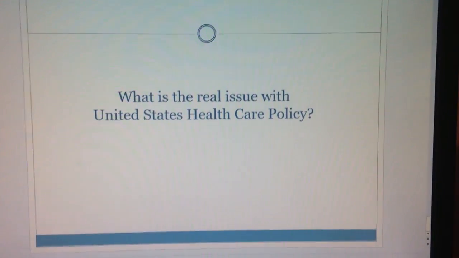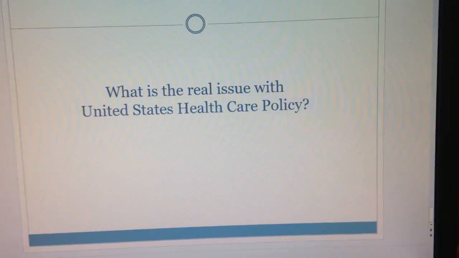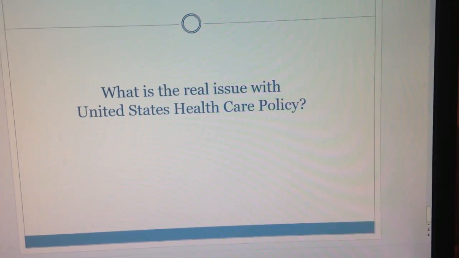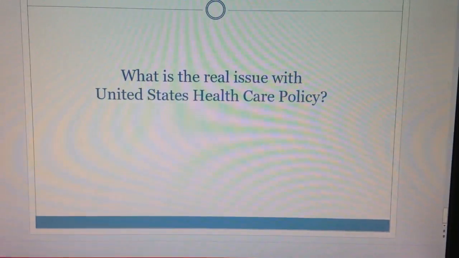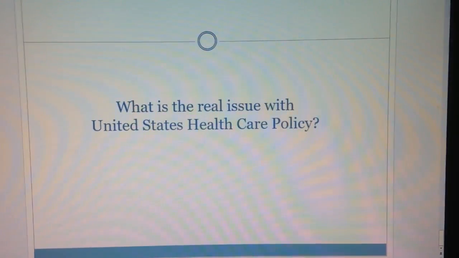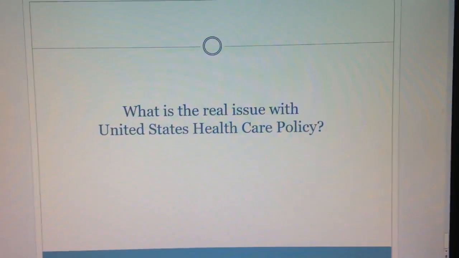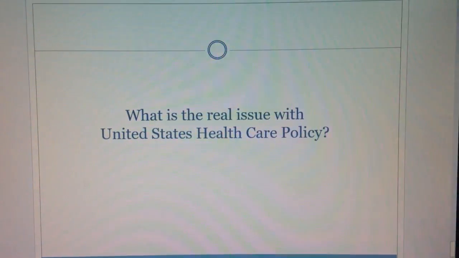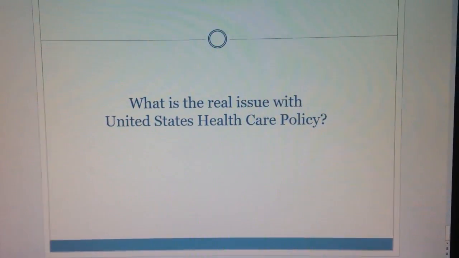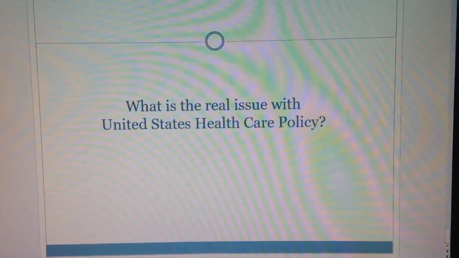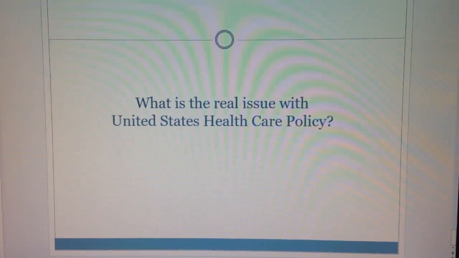So the last thing I have is the question of what is the real issue with the United States healthcare policy. Healthcare costs are on the rise. Baby boomers are aging out and leaving us the next couple generations with nothing. And it's in need of a change. And what that change is still up in the air research-wise, but everyone knows that one does need to happen because with the high costs, we will soon go bankrupt.